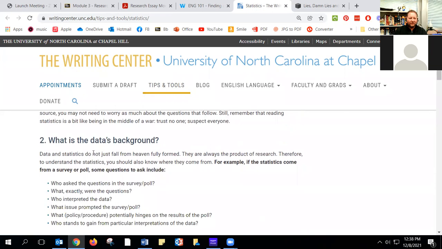And this sounds weird, but what is the data's background, right? So it says data and stats don't just fall from heaven fully formed. They're always the product of research, right? Therefore, to understand the statistics, you should also know where they come from. For example, if the stats come from a survey or a poll, some questions might include who asked the questions in the survey or the poll. So who's the person actually giving this poll? Who asked it? What were the questions?